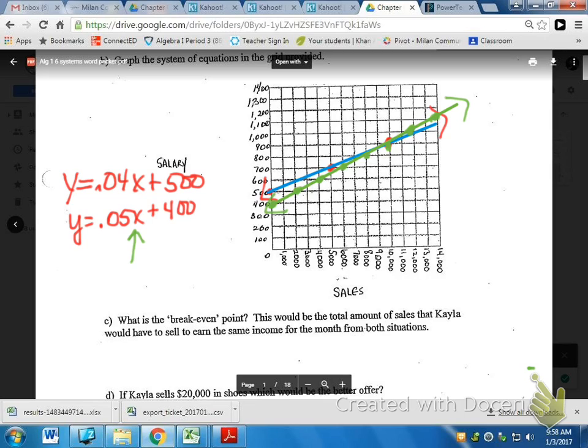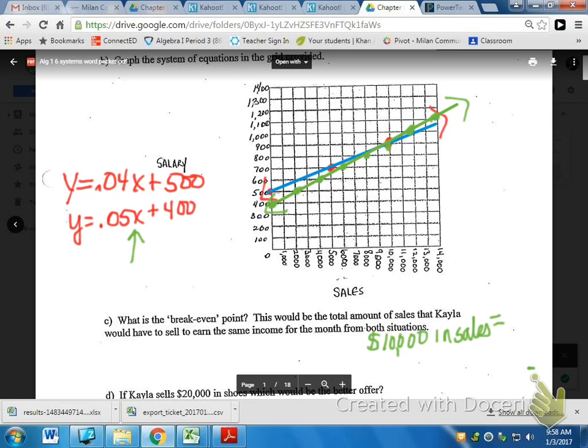I think if I didn't have such a thick point it would be a little clearer. So it says, what is the break-even point? This would be the total amount of sales that Kayla would have to sell to earn the same income for the month from both situations. So what's the break-even point, Octavia? 10,000. The break-even point would be $10,000 in sales.